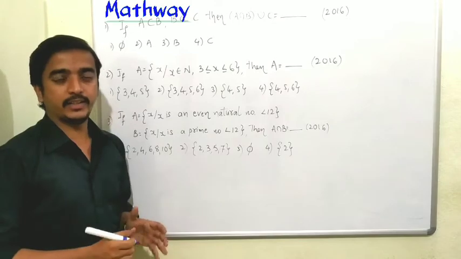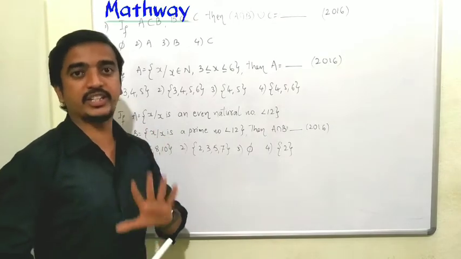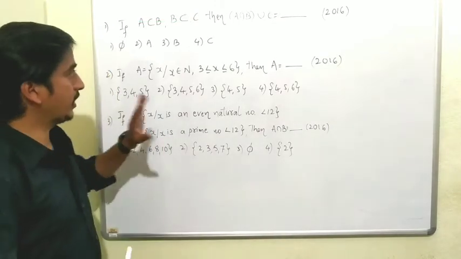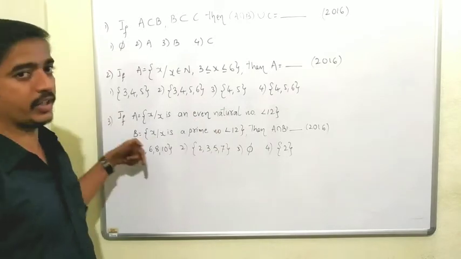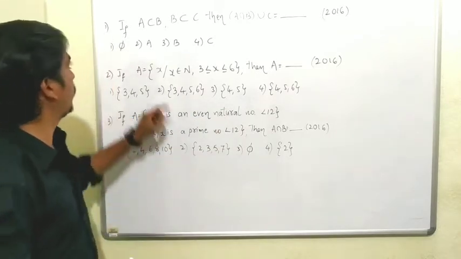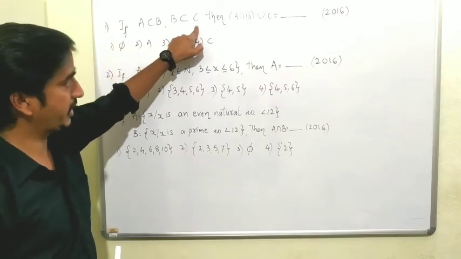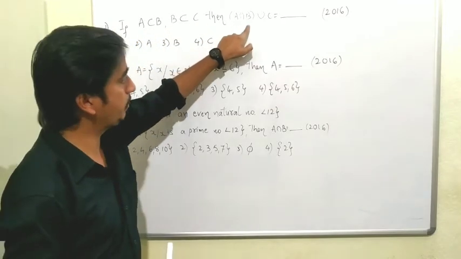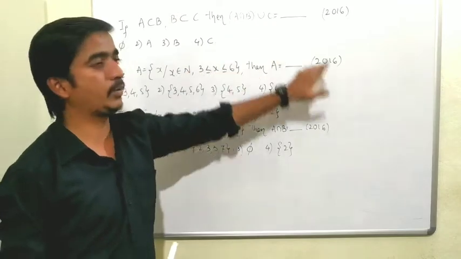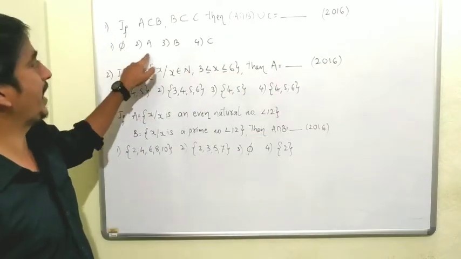Now let's see the questions which we got in the 2016 Polyset exam. In the year 2016 we got 3 questions, 3 marks. The first question is, if A subset B, B subset C, then A intersection B union C equals what? Options: phi, A, B, C.